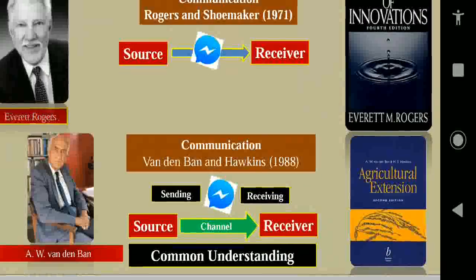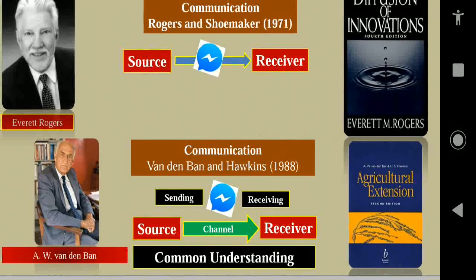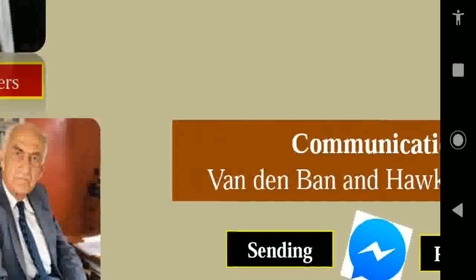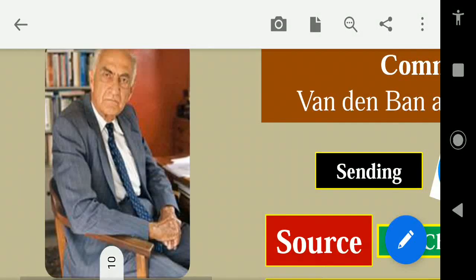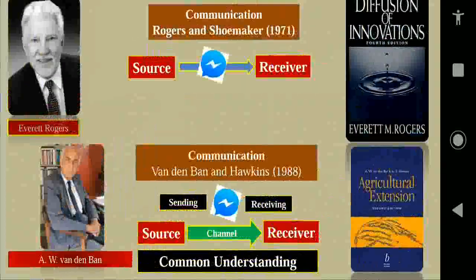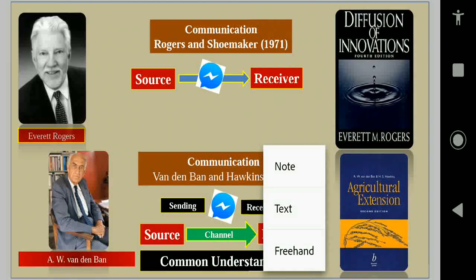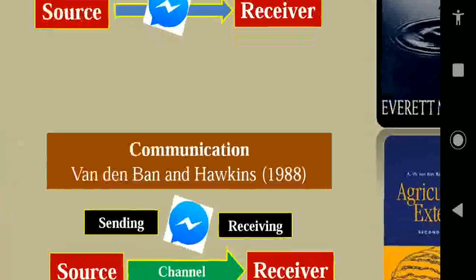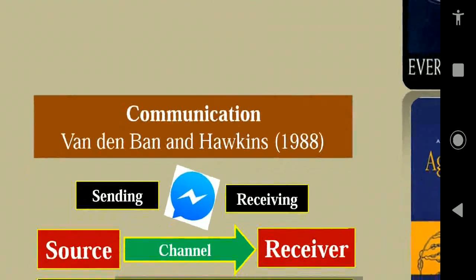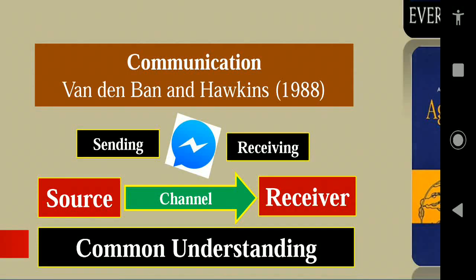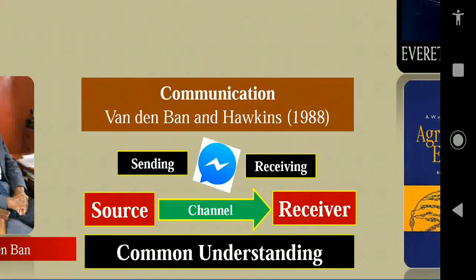Then come to the communication definition given by Vandenberg and Hawkins in 1988. Here you can see the picture of Vandenberg, and Vandenberg and Hawkins have written a book, Agriculture Extension. Vandenberg and Hawkins, both have given which definition?